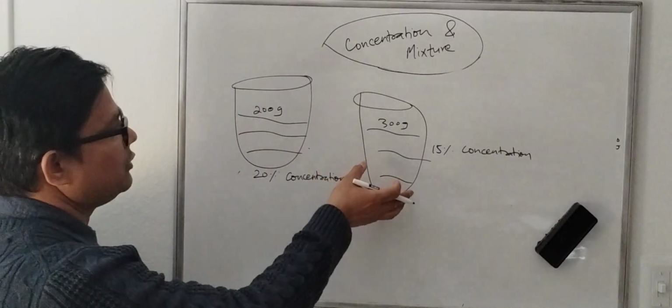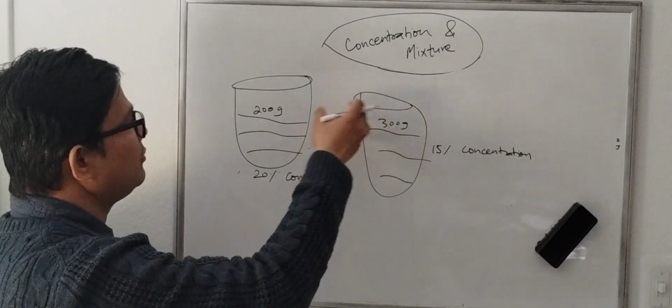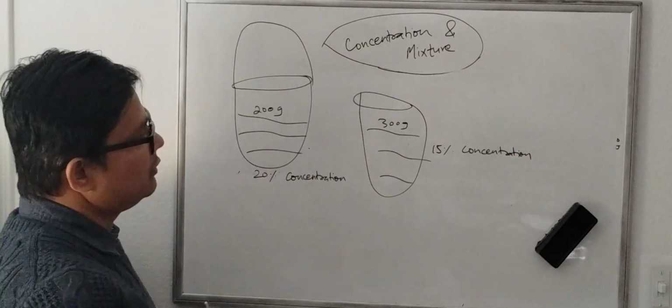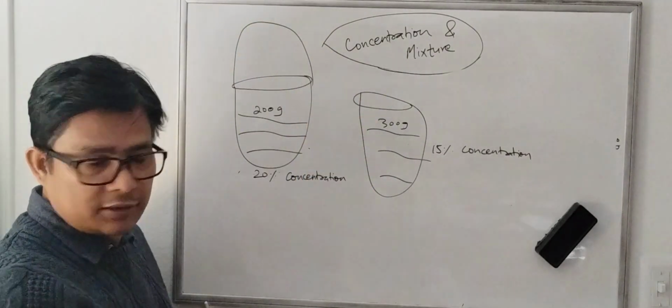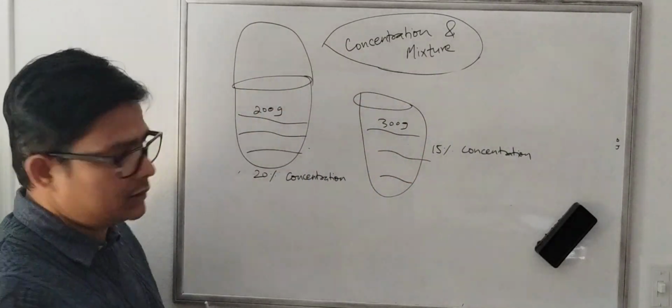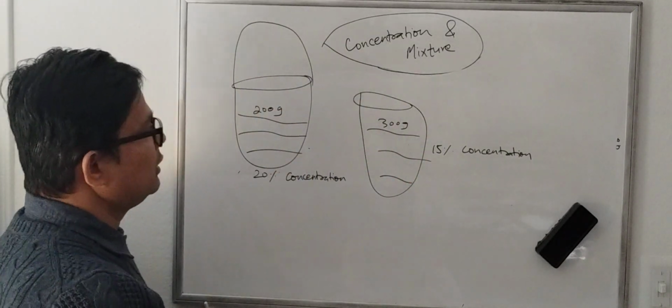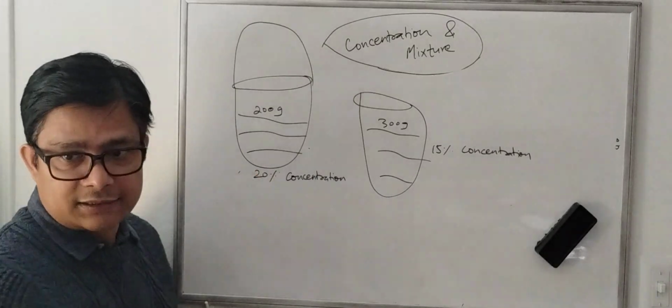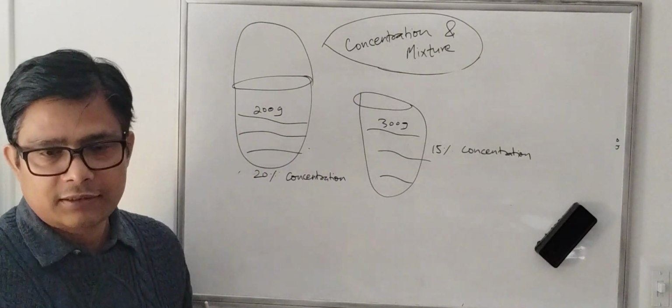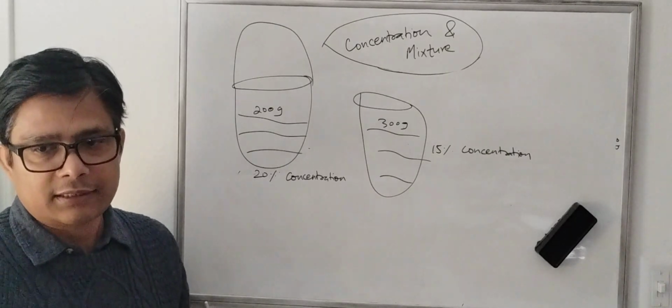You put this 300 gram, assuming this is big enough to hold the total mixture, in glass number 1. This is, let's say, glass 2, glass 1. So what will be the new concentration of this mixture? This type of question can be asked.